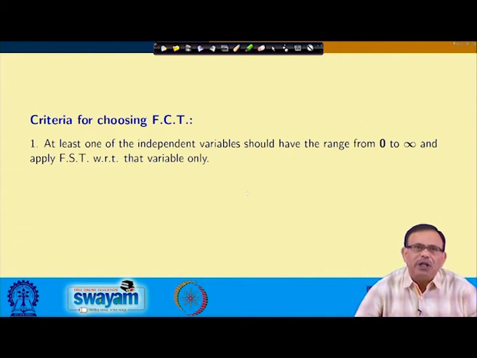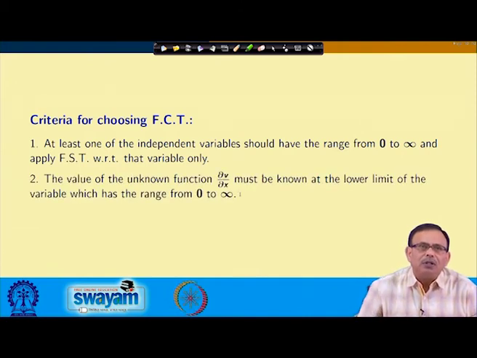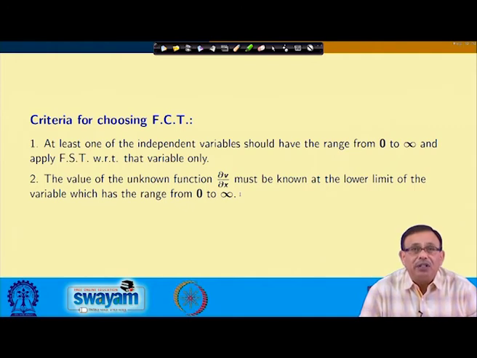Number 2 is, here the condition is, the value of the function del v del x must be known. You see the difference. For Fourier sine transform, the value of the unknown function v must be known at the lower limit, whereas for Fourier cosine transform, the value of del v del x must be known at the lower limit, and this we have told why this is required.